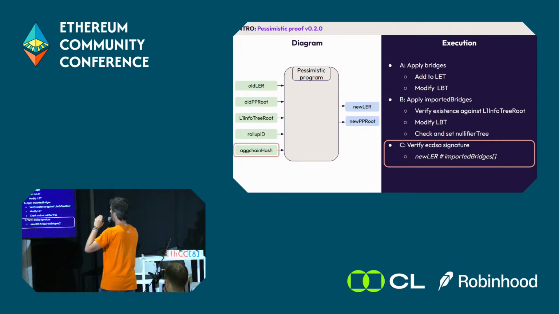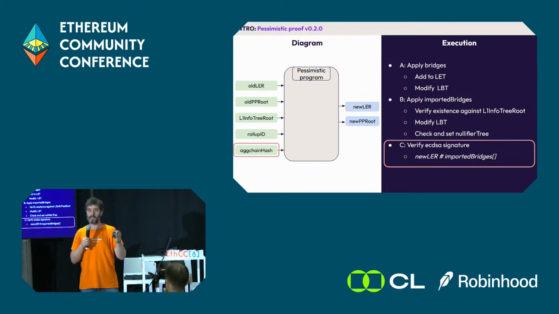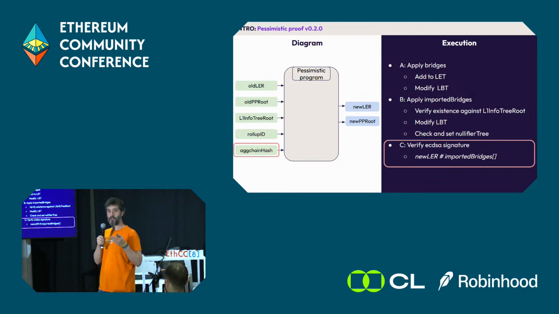And you can think about the pessimistic proof as an EVM state transition proof. So you have some initial state, you have some transactions, and when you apply those transactions to the initial state, you have a final state. On the EVM, you have an initial Patricia-Merkle tree, some transactions you apply to it, and you have a final state of the Patricia-Merkle tree. So here it happens exactly the same.